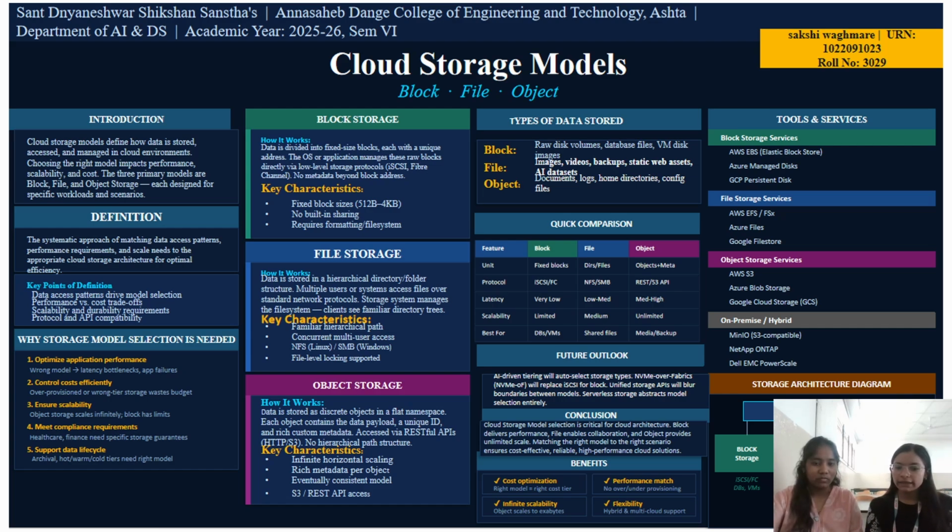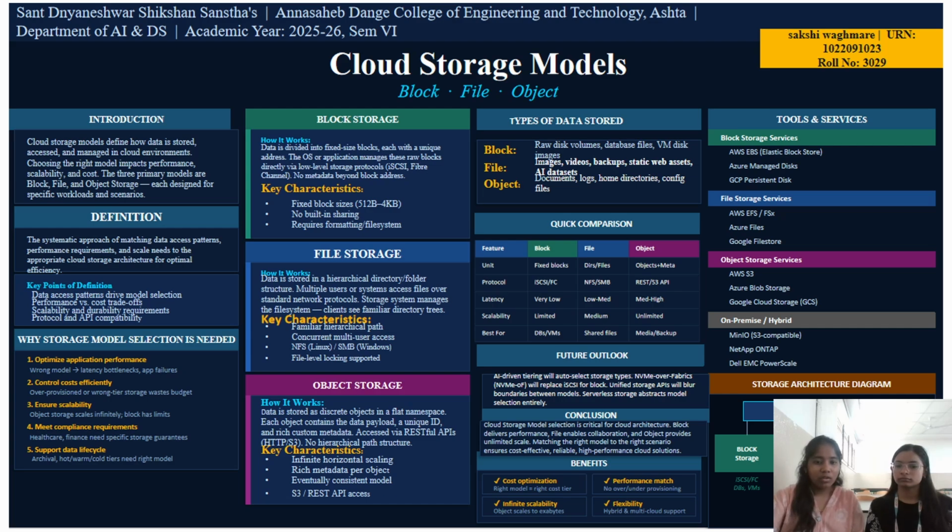Now, the one that I think is most misunderstood and also most powerful: object storage, S3, Google Cloud Storage. Walk us through what makes this fundamentally different from the other two. Object storage makes a radical departure away from the file system abstraction entirely. There are no folders, no directory tree, no traditional file path.